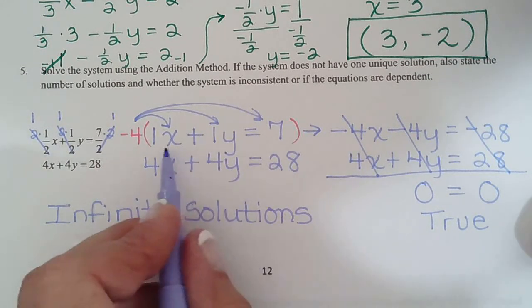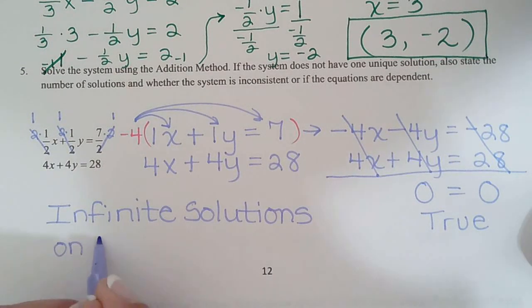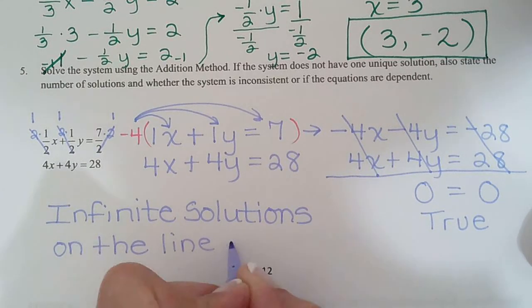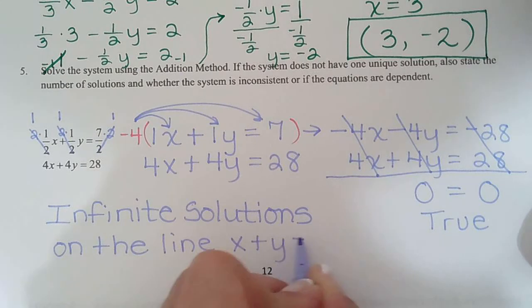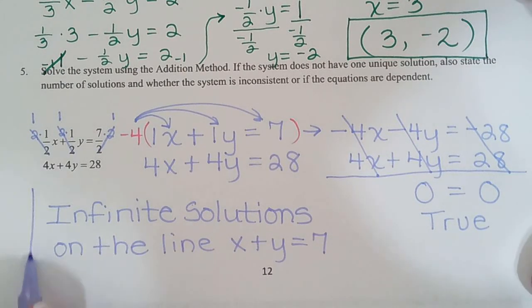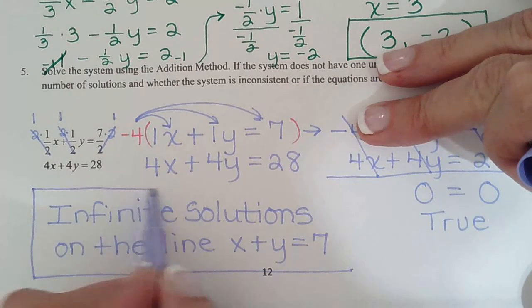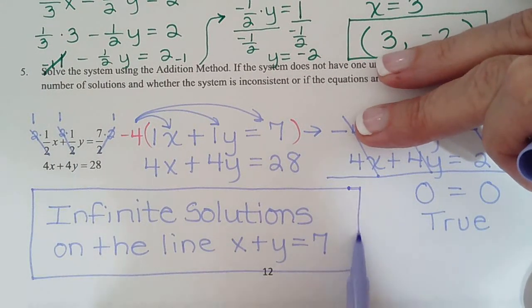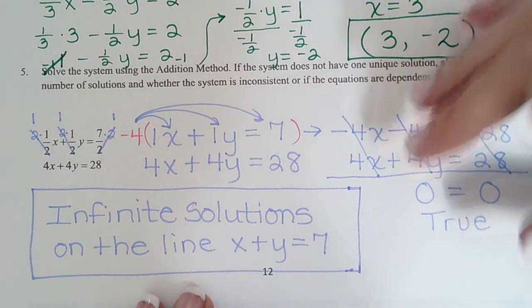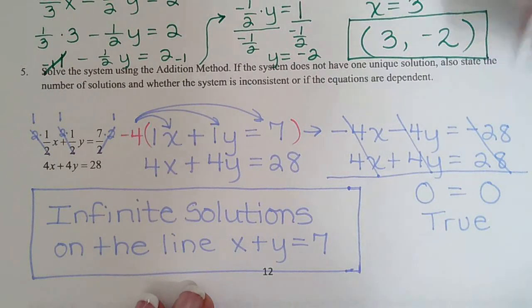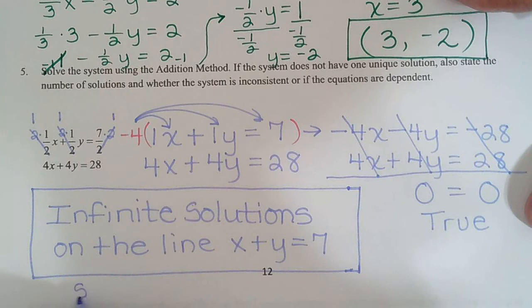So we'll say on the line x plus y equals 7. I just took the ones out from the above. So infinite solutions on the line x plus y equals 7. And since one line graphs right on top of the other, that means it depends on it, so this system is dependent.